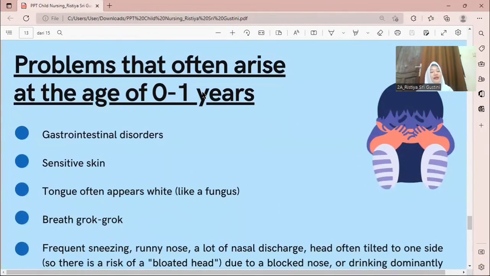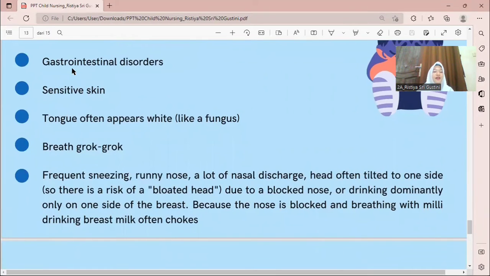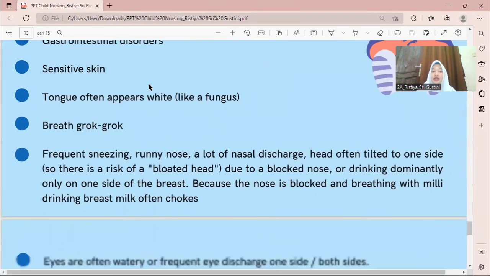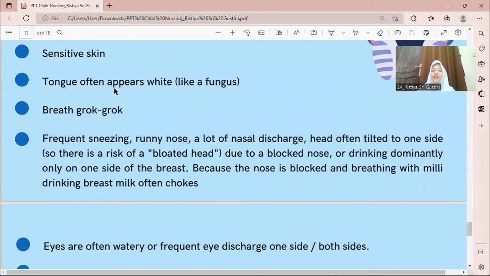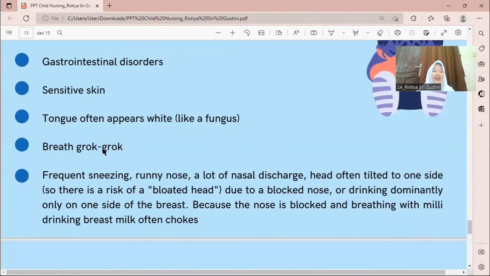Okay, for problems that often arise at the age of 0 to 1 years. First, gastrointestinal disorder. Two, sensitive skin. Three, tongue often appears white like a fungus. Four, breath grog.